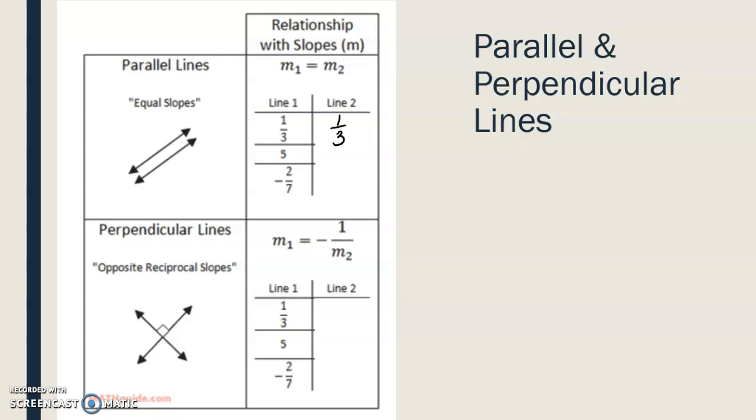If line 1 has a slope of 5 and I'm saying line 2 is parallel to that, line 2 will also have a slope of 5. And then similarly, if line 1 has a slope of -2/7 and line 1 and line 2 are parallel to each other, then line 2 will also have a slope of -2/7.